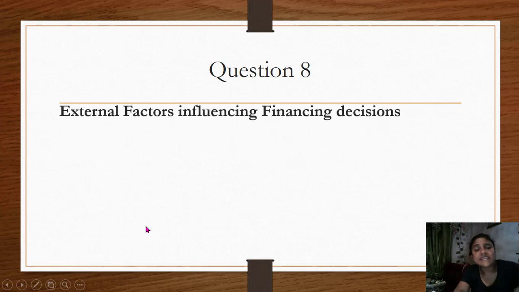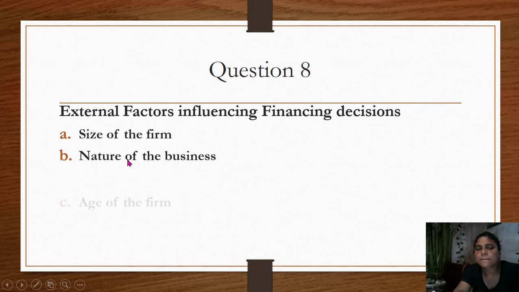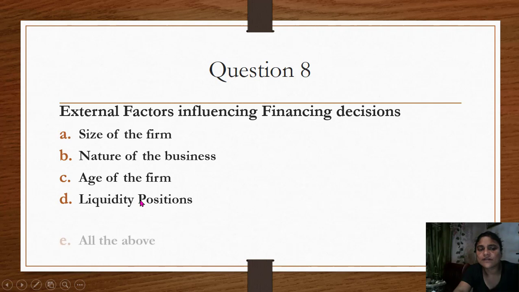Question 8. External factors influencing financing decisions are the size of the firm, nature of the business, age of the firm, liquidity position, all the above. Size of the firm definitely influences the financing decision. Nature of the business and age of the firm also influence the financing decision. Liquidity position of the firm also influences the financing decision. So the answer for question number 8 is all the above.